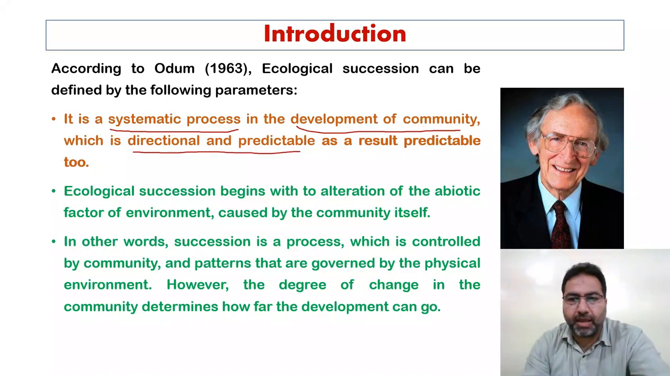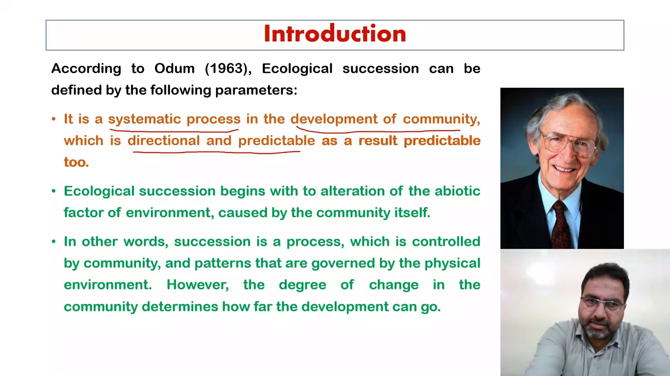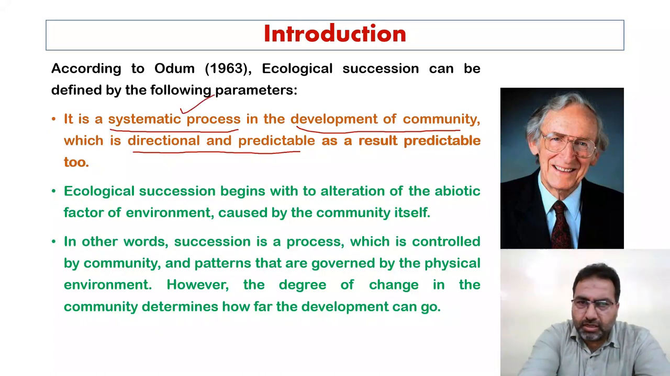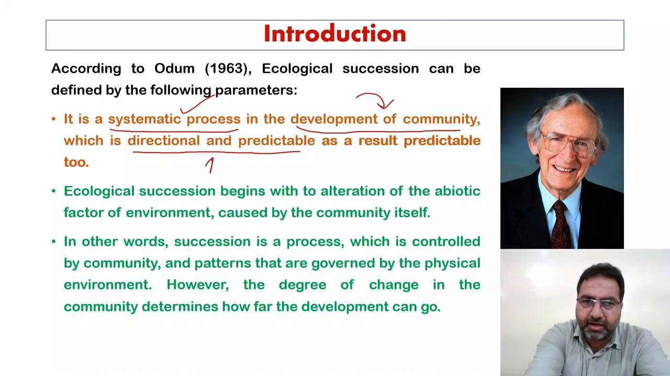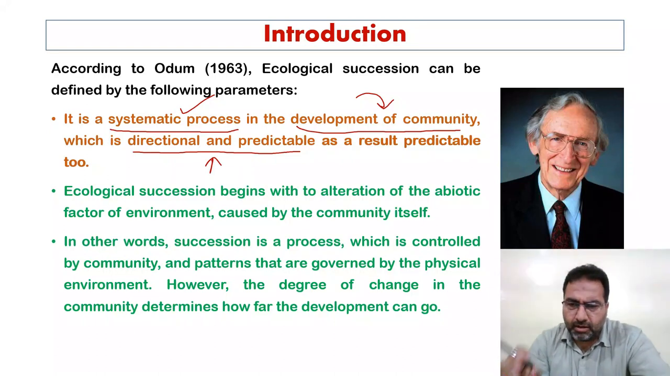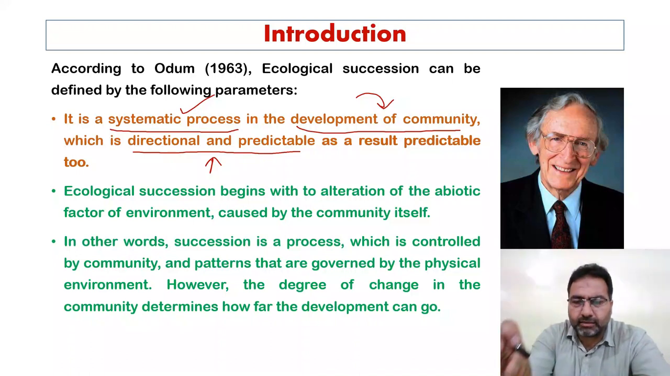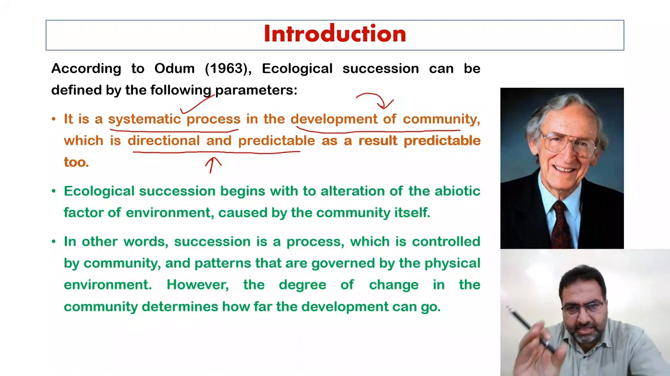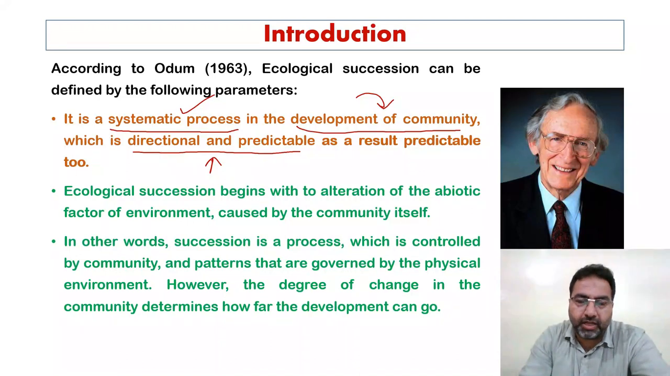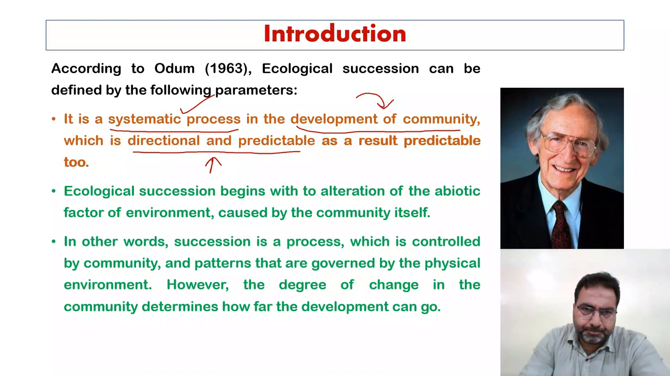There are two things to be kept in mind: it is a systematic process which leads to the development of a community, and secondly, it is directional and predictable. That is, we can predict it. By looking at the community which is present today at a certain place, we can predict which community is coming next. So as a result, we say that it is predictable.